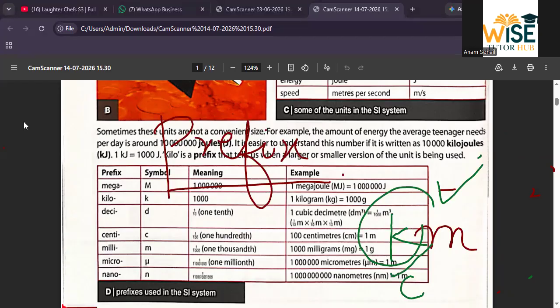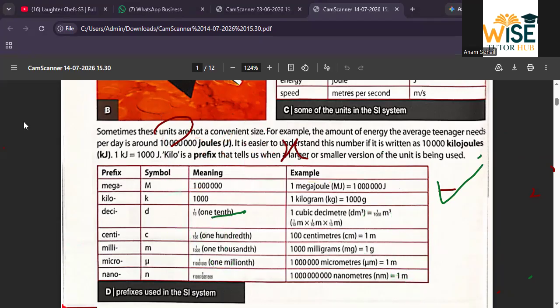For example, in case of energy or work, we put joule. So when there are a lot of joules, we will simply put kilojoule or megajoule, right? So these are the prefixes that you have to remember. Mega means 10 to the power 6. It means it has 6 zeros after 1. Kilo means 10 to the power 3.